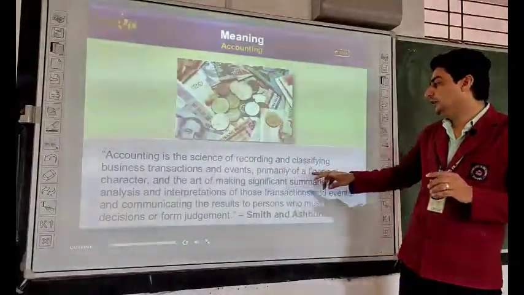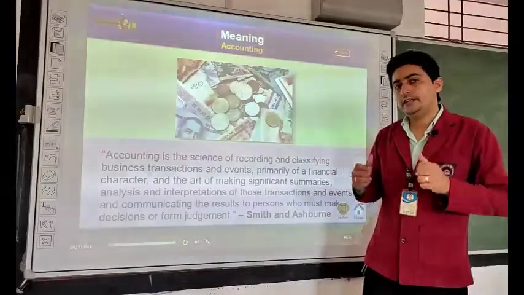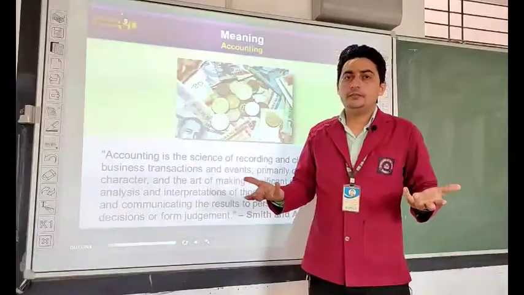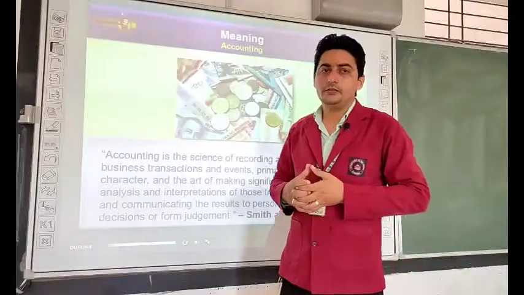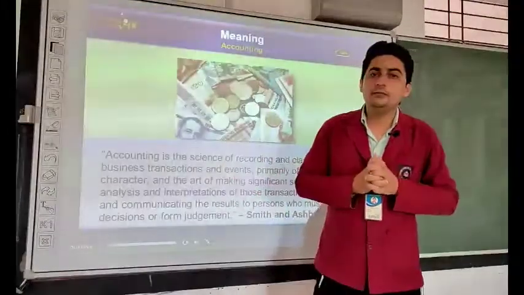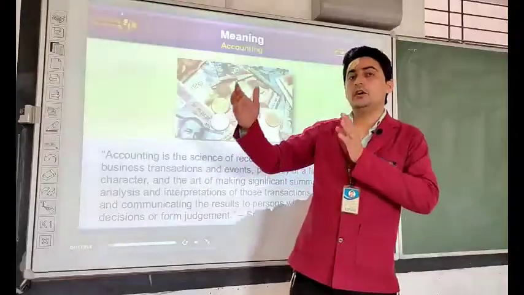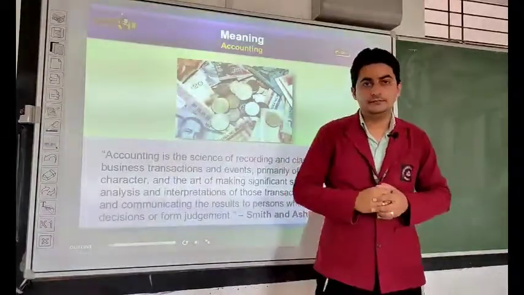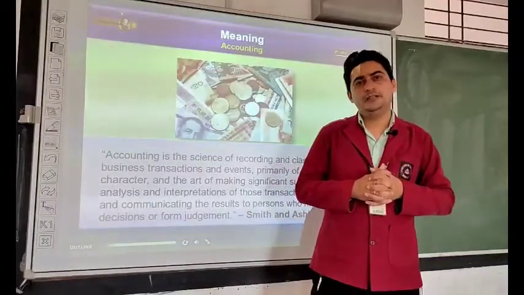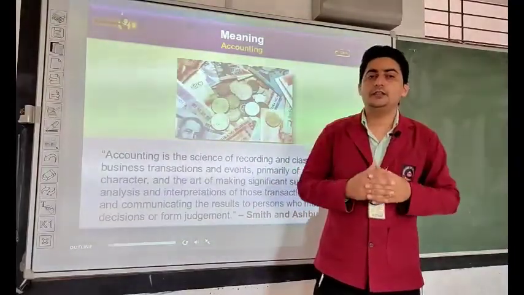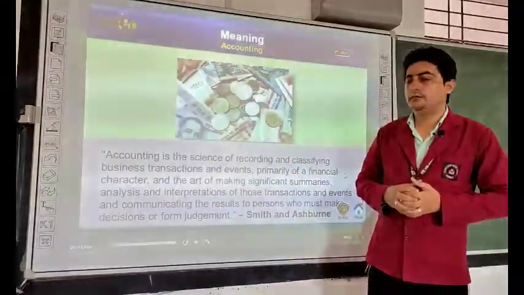Then, primarily of a financial character. So these transactions should be of financial character, meaning they can be measured in money. If it is not measured in money, it will not be entered in the books of accounts. For example, if you had purchased 100 tables, 100 tables cannot be entered in the books of account. But if you can say, I have purchased 100 tables amounting to rupees 1 lakh, this 1 lakh is important. You had measured the whole transaction in money. So now this 1 lakh will be entered in your books of account. So financial transactions should be there which can be measured in terms of money.